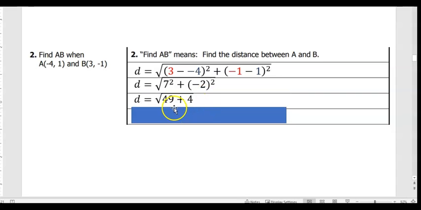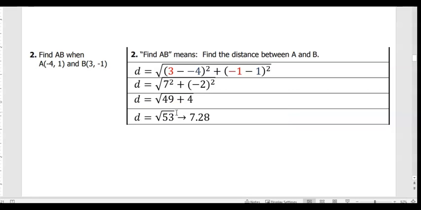And you keep going, so you'd have square root of 49 plus 4. Add that together, you get 53. So when we take the square root of 53, we will get 7.28. Same thing, if you put all of this straight into Desmos, you'll get the same answer.